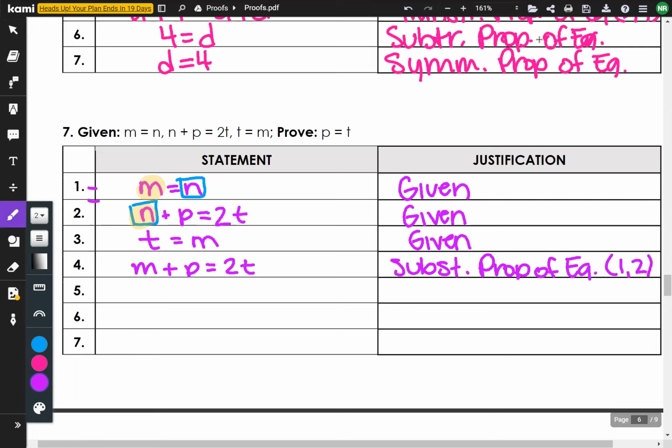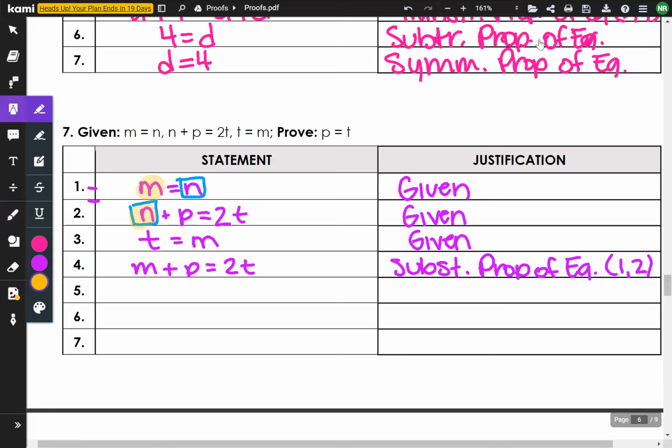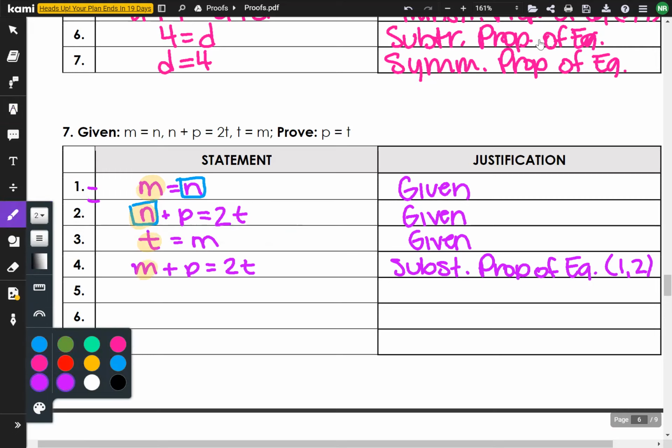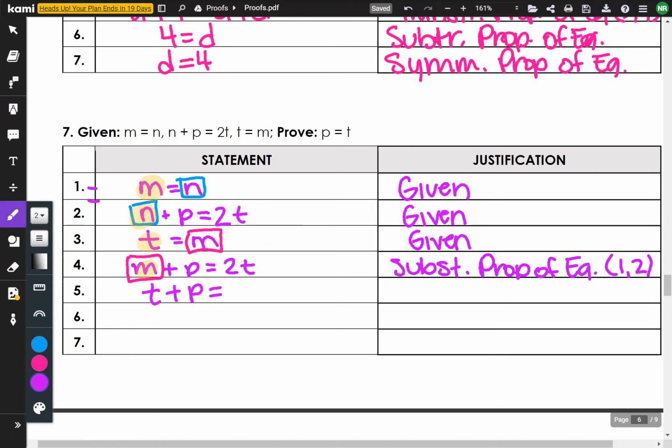Starting on Monday, we're going to do this with angles and line segments. Okay. Now what? How can I combine 3 and 4? You can turn M to T. They both have M, so we substitute. T plus P.